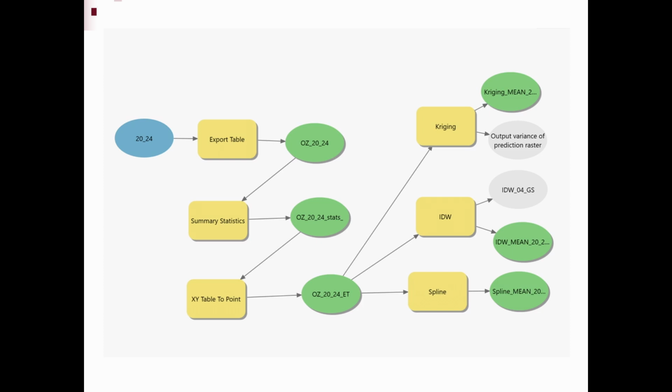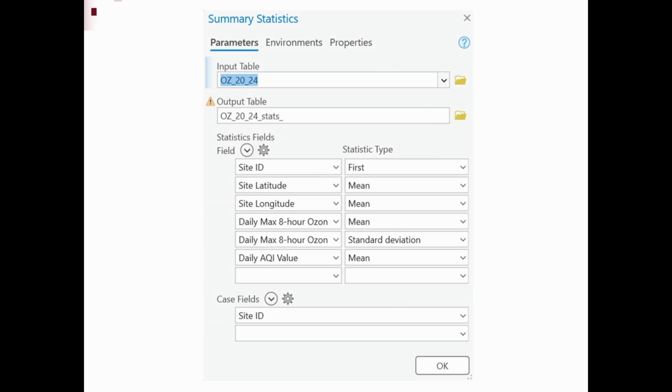Then I ran a summary statistics. I wanted my site ID first, and then I just did the mean of the site lat and the site long so I wouldn't lose those values. I did the mean and the standard deviation for the maximum 8-hour concentration, and I went ahead and did the mean for the daily AQI, just so that in further research I could use this same data set to further my knowledge on the corresponding values and what they could mean.